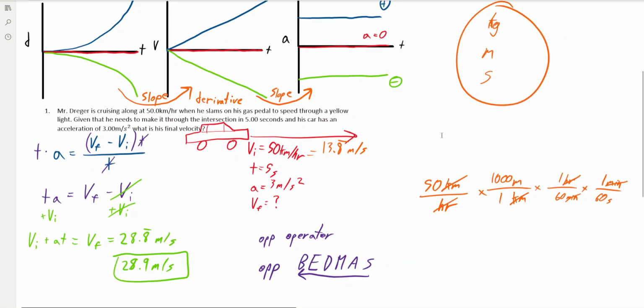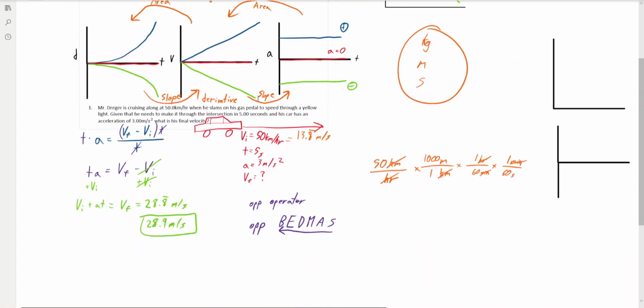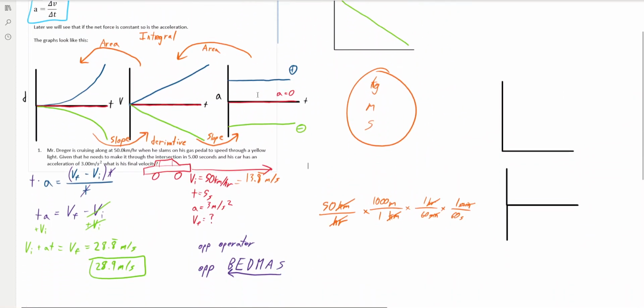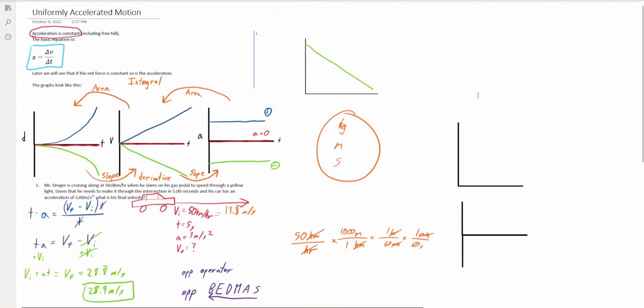All right, I hope this video helps you understand situations where we have constant acceleration. So we call it uniformly accelerated motion.